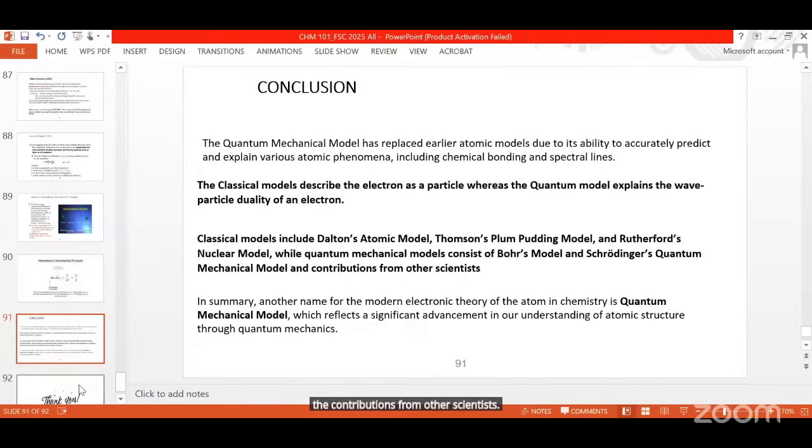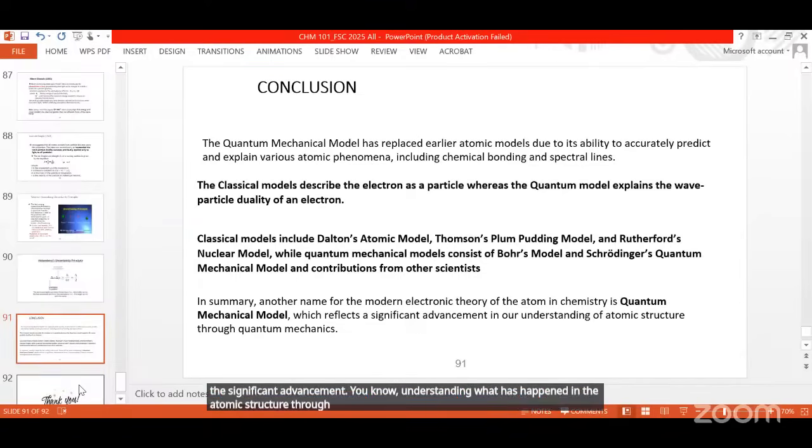So, like I said in summary, there are some textbooks that, instead of modern electronic theory of the atom, you will see quantum mechanical model. They are all the same thing. Some textbooks change the name from modern electronic theory of the atom to quantum mechanical model. All of them reflect the significant advancement in understanding what has happened in the atomic structure through classical model to quantum mechanics.